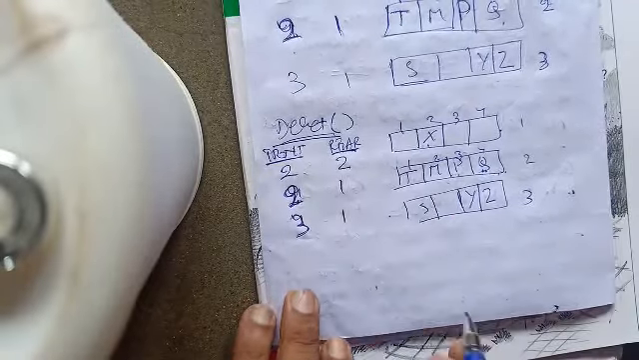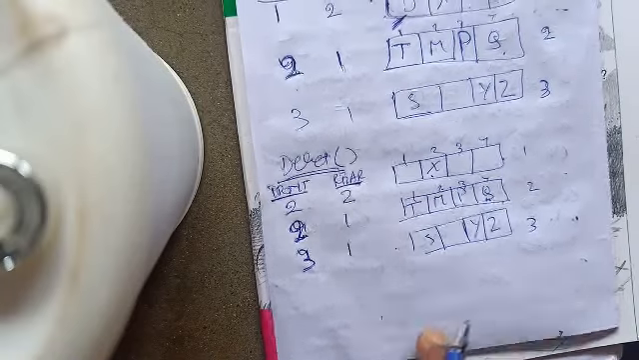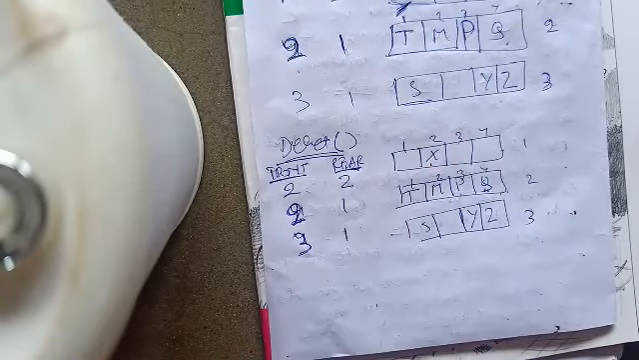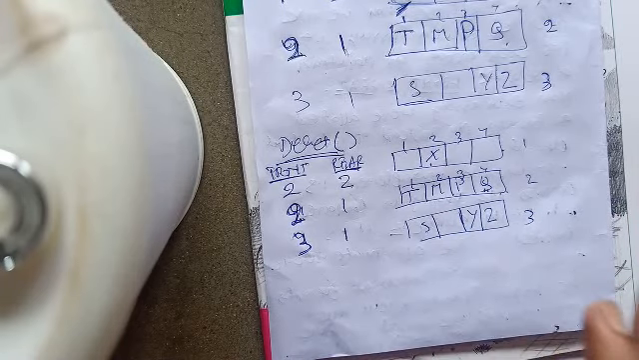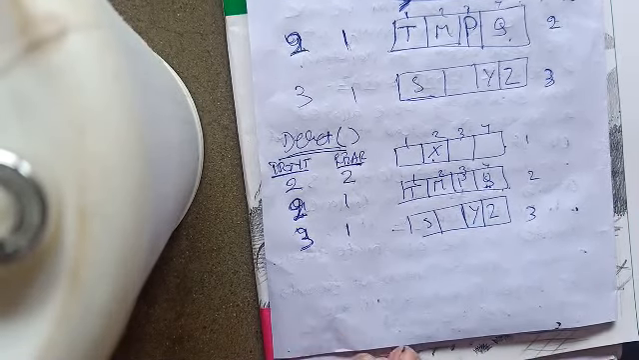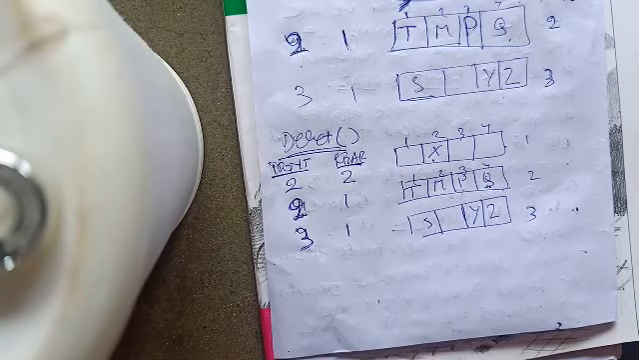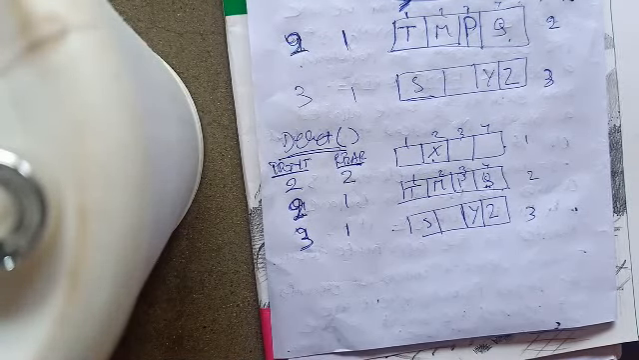Okay, fine. So this is how the multi-queue organization should look. This is our priority queue. I hope you understood. In our next video, we will discuss a new chapter called trees.